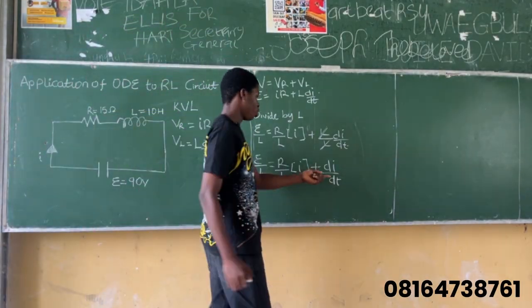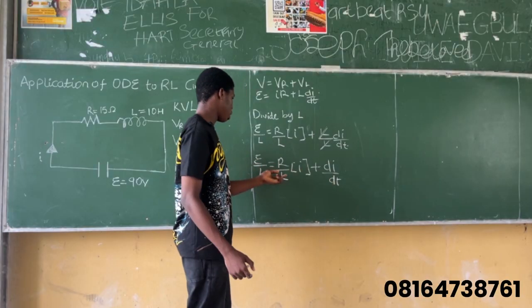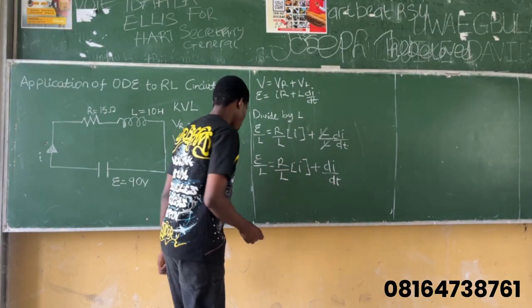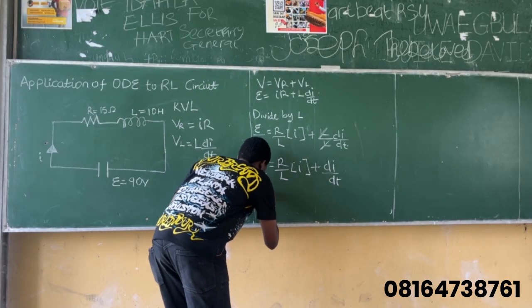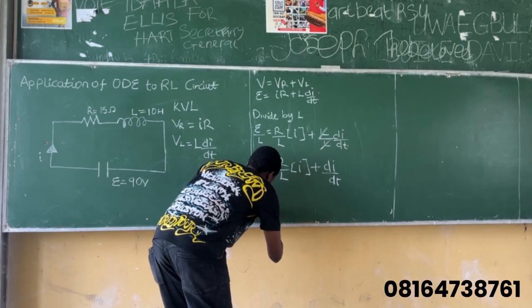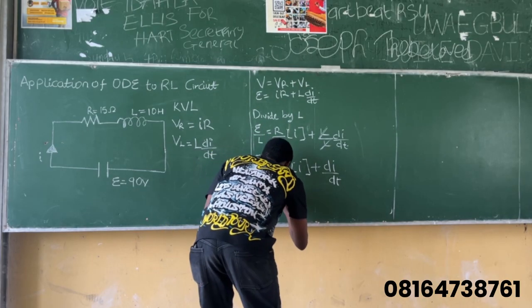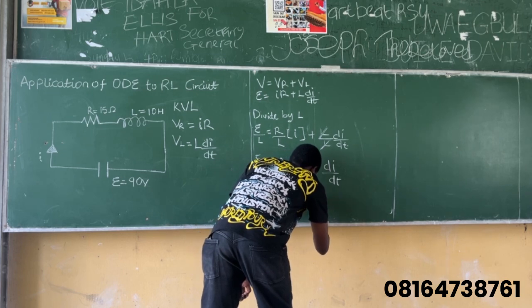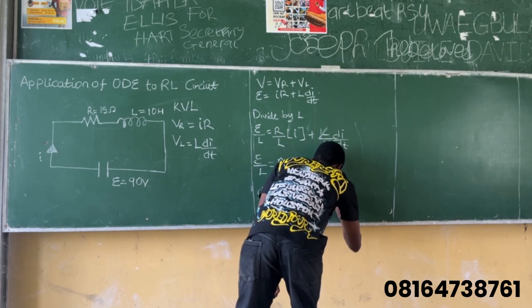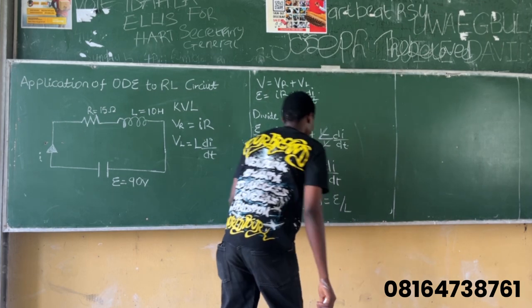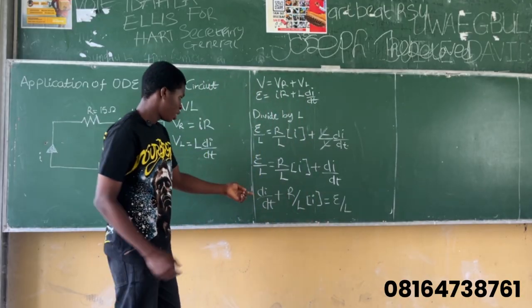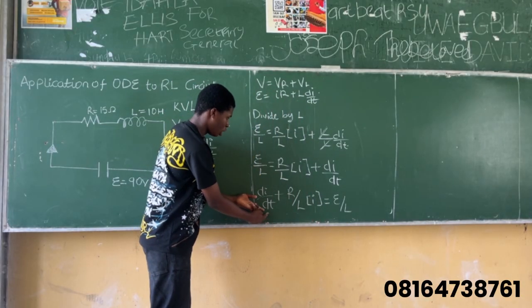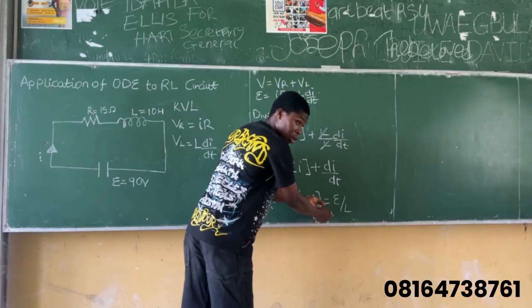So now let's restructure this, taking this over to this side. So we'll be having di over dt plus R over L I is equal to E over L. To solve this question, we can see now that we have the di over dt on this side, we have R over L and E over L.